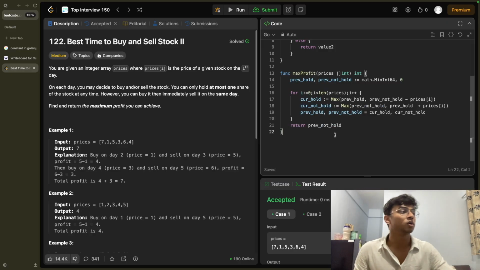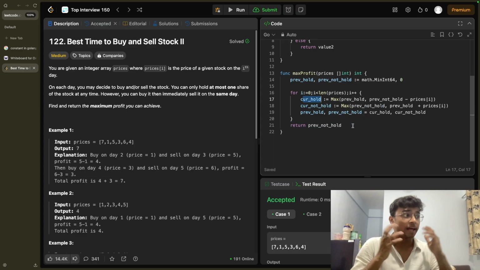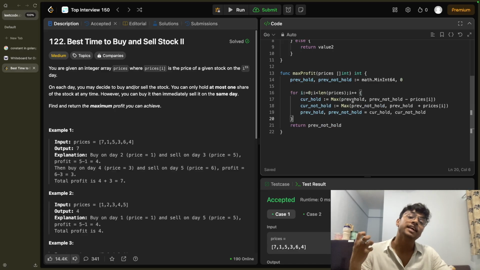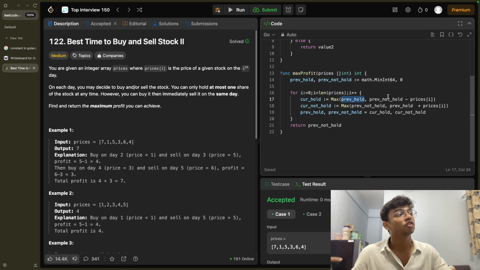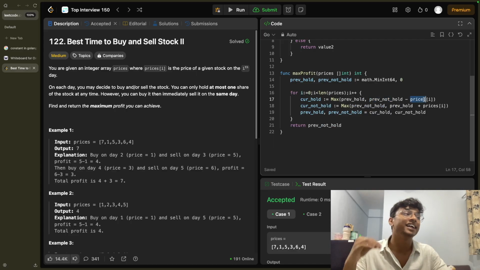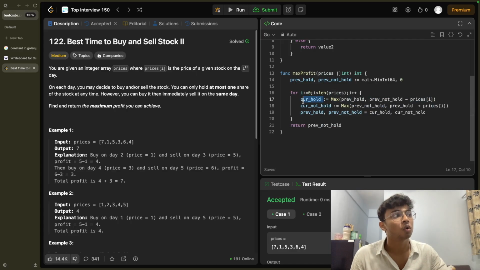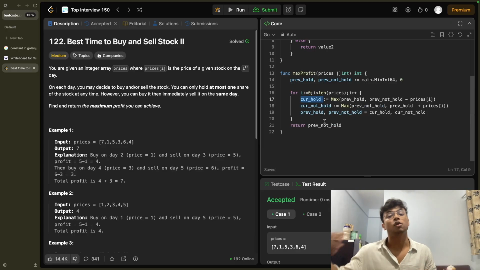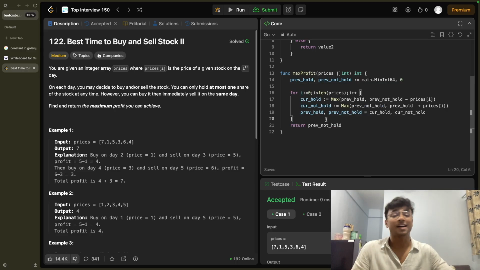It's a bit tricky to understand because it doesn't make sense why we are comparing current hold with the previous hold and the previous not hold minus prices, because we thought we are deciding on buying when we are doing current hold, and that's what confuses people. But actually you have to understand that you are comparing the value that if you had previously held the stock, what was the maximum profit you were getting, and instead of that, if you were previously not holding the stock and you are buying it right now, what is the profit you can get. So current hold actually holds the value of maximum profit between holding the stock in the previous state and holding it right now, so which is the better state to buy. And the same thing with sell. So yeah, that's the explanation.